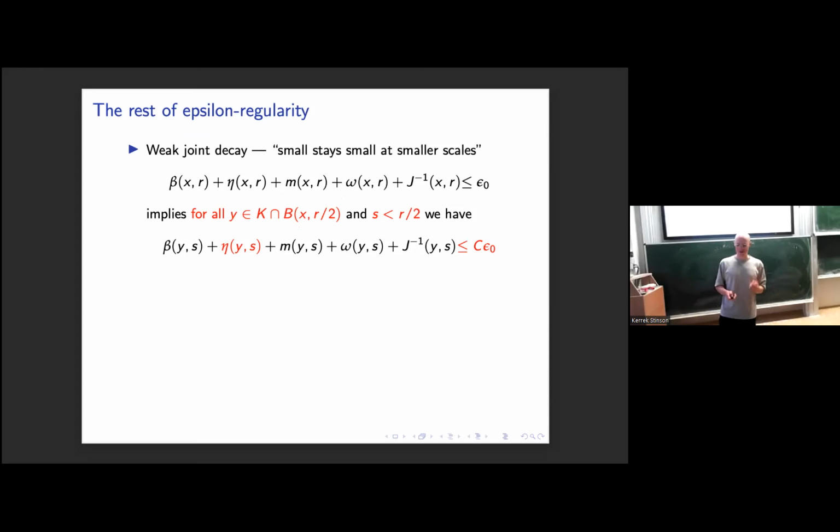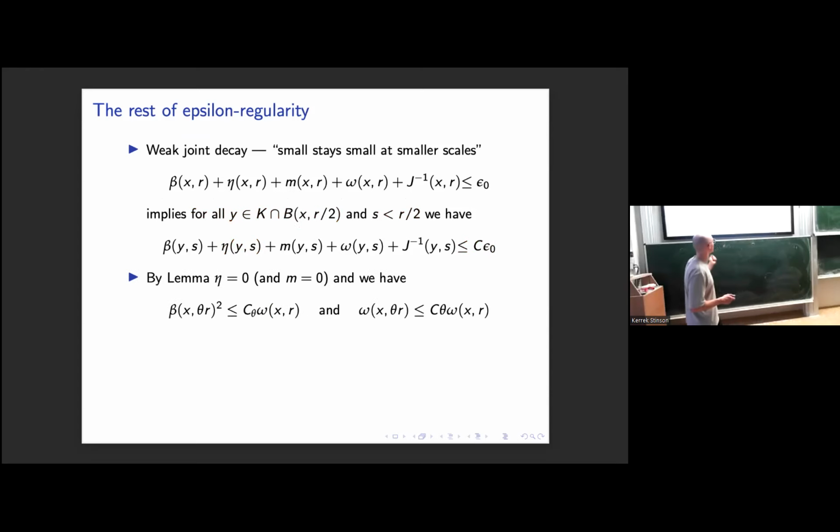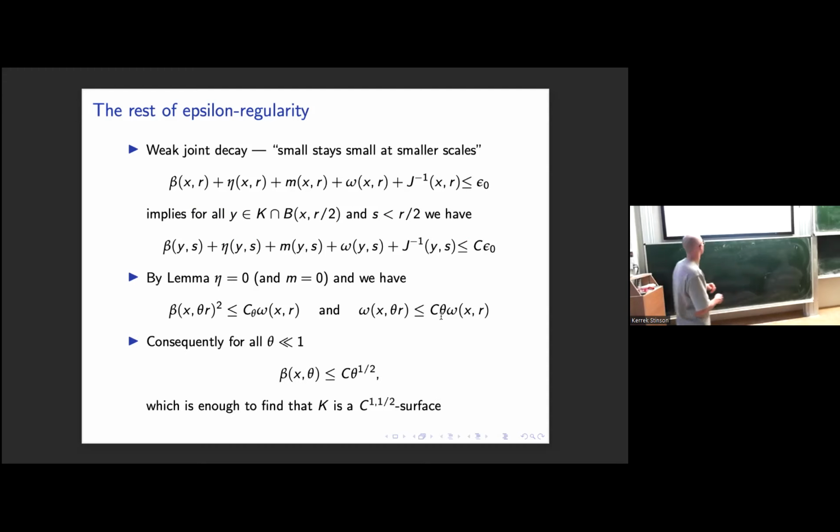Once you have this small stays small at small scales, you can apply the lemma to say that the length of holes actually vanishes. And also the bad mass vanishes, which we just take for granted. And then the decay estimates simplify a lot. In particular, the flatness squared is just controlled by the elastic energy, and the elastic energy is just controlled by itself times a linear factor. And plugging those things together, you end up with a Holder type decay of the flatness. So beta decays like theta to the power 1/2. And so this is when we get that it's a C^{1,1/2} surface.